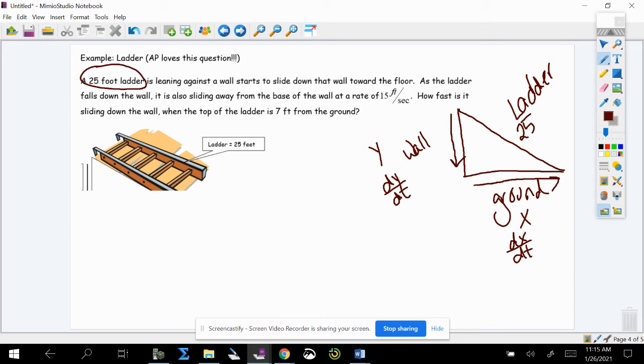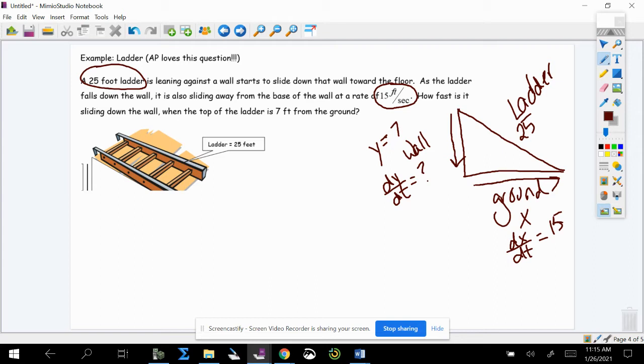So here's what they tell us. They tell us that it is sliding away from the wall at a rate of 15 feet per second. That is going to be your dx/dt, because that's how fast the base is sliding. And since that distance is increasing, it's a positive rate, because the base of the ladder is going further and further away. Our job is to figure out how fast it is sliding down the wall. That's going to be your dy/dt, specifically when it gets to be 7 feet from the ground. So that's setting up my picture again. Sorry about the not great artwork.